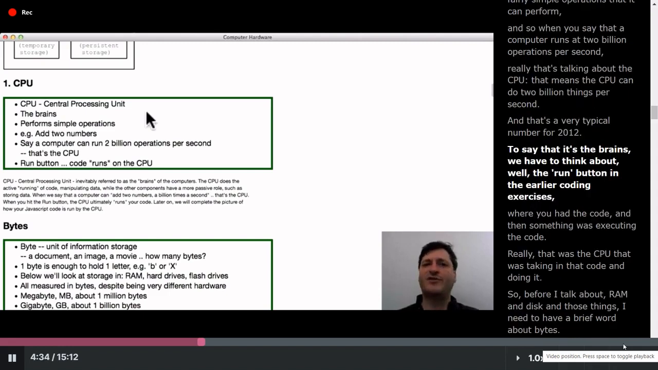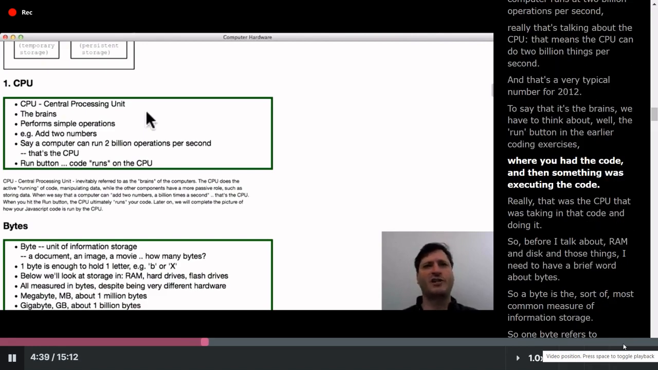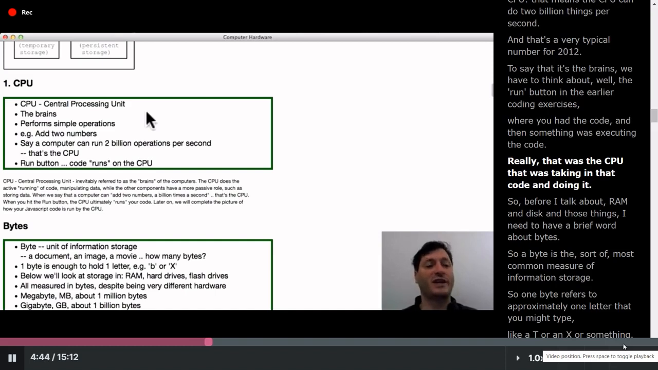To say that it's the brains, we have to think about, well, the run button in the earlier coding exercises where you had the code and then something was executing the code. Really, that was the CPU that was taking in that code and doing it.